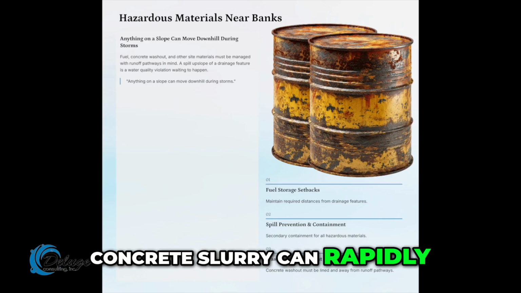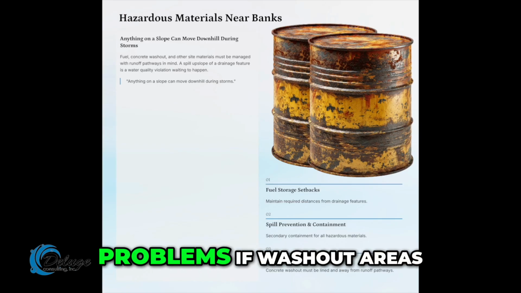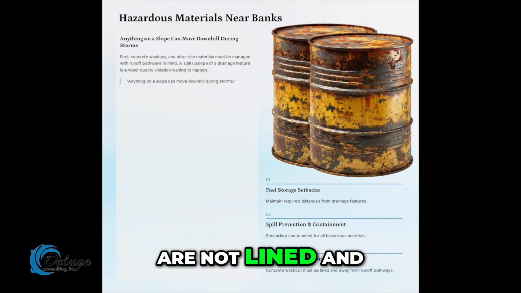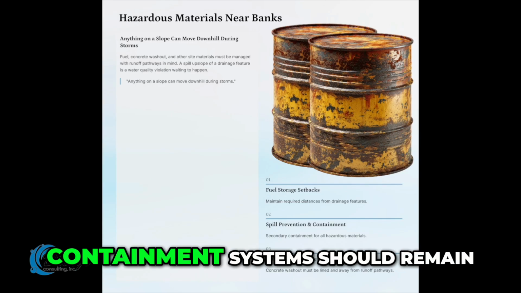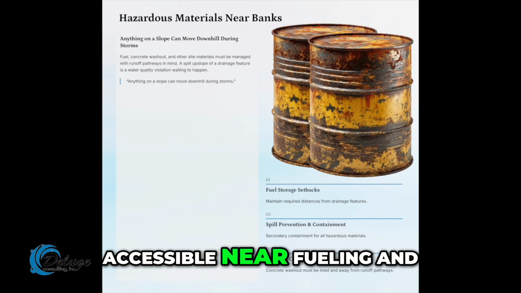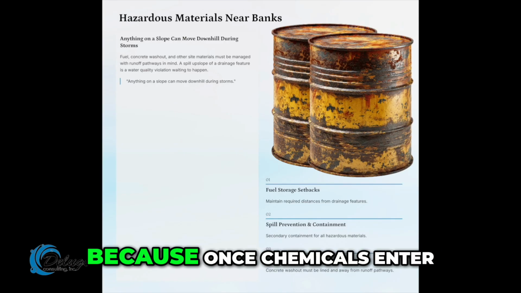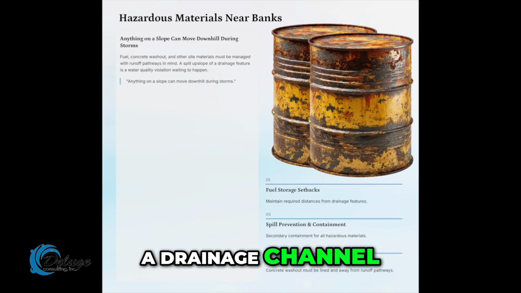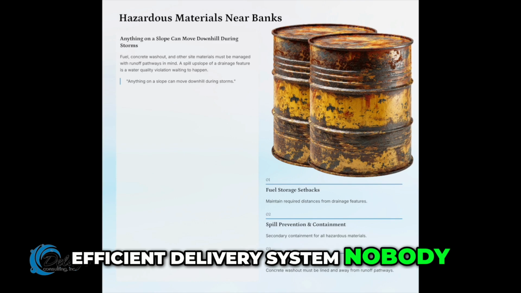Concrete slurry can rapidly migrate through runoff and create serious water quality problems if washout areas are not lined and contained correctly. Spill kits and secondary containment systems should remain accessible near fueling and material storage areas at all times. Because once chemicals enter a drainage channel, stormwater becomes an extremely efficient delivery system nobody asked for.